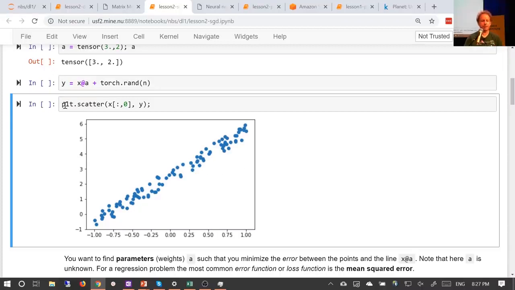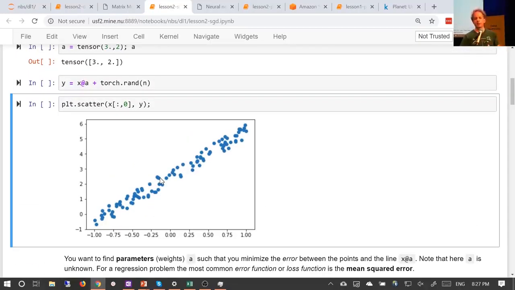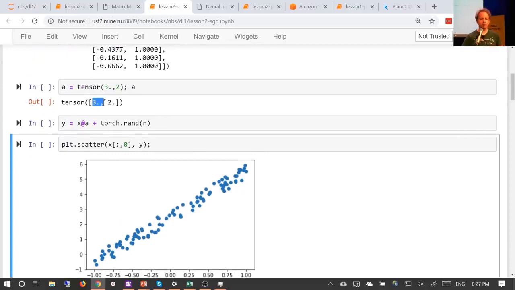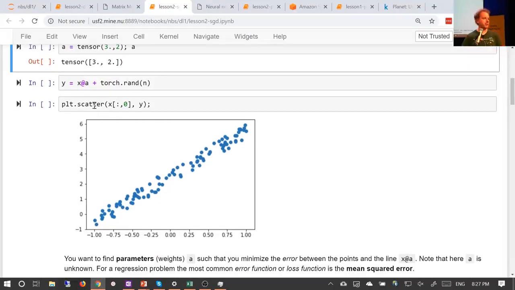So here I'm asking matplotlib to give me a scatter plot of my x's against my y's, and there it is. This is my dummy data representing, say, temperature and ice cream sales. Now we're going to pretend we were given this data and we don't know that the values of our coefficients are 3 and 2. We're going to pretend that we never knew that. We have to figure them out.